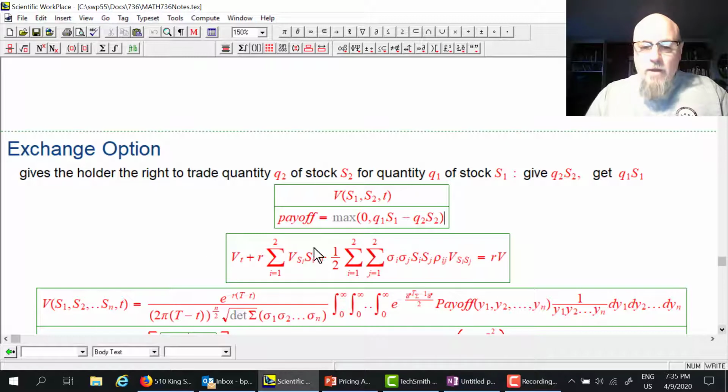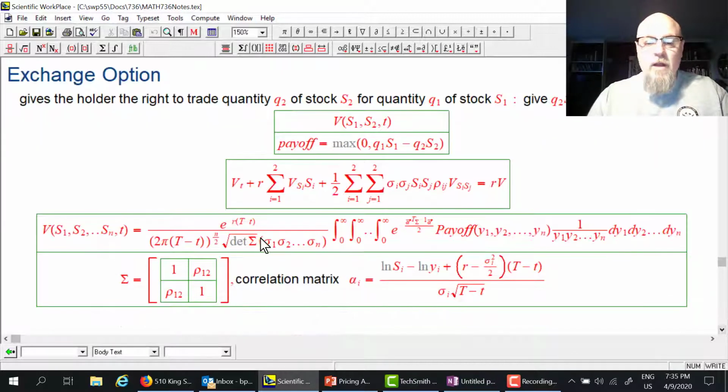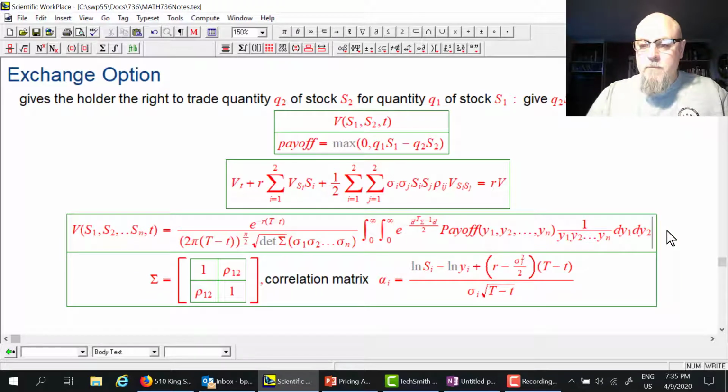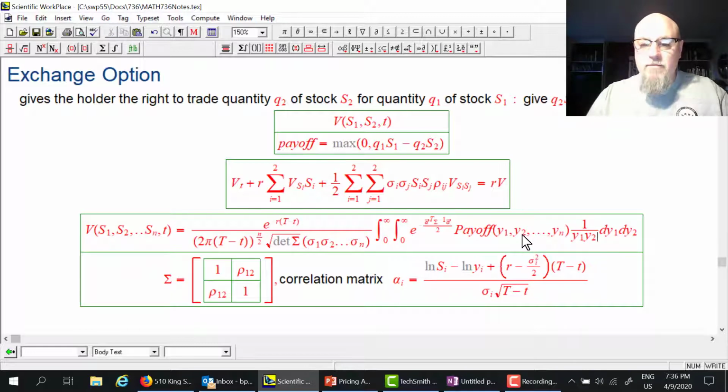So we grabbed our multidimensional Black-Scholes equation, and I made n equal to 2 here. Let's see if we can simplify this a little bit. We can price it. We've got our multidimensional solution here. There's only two stocks, so I only have to integrate over y1 and y2. So let's clean this up and see if we can get our integral. I'm going to put the payoff in a second because I want to draw the region over which we're integrating.